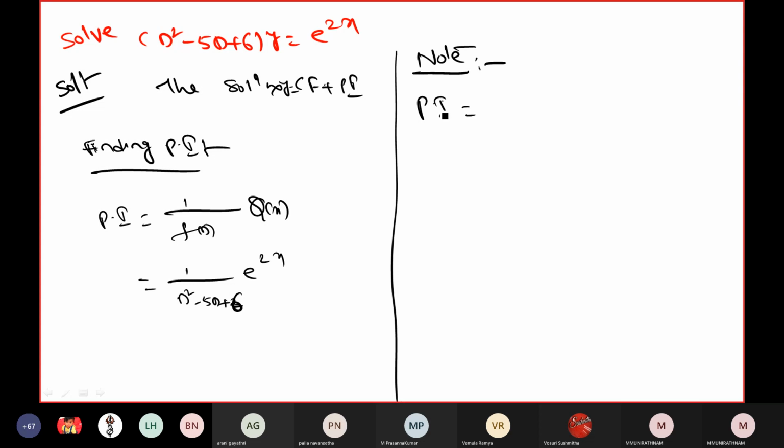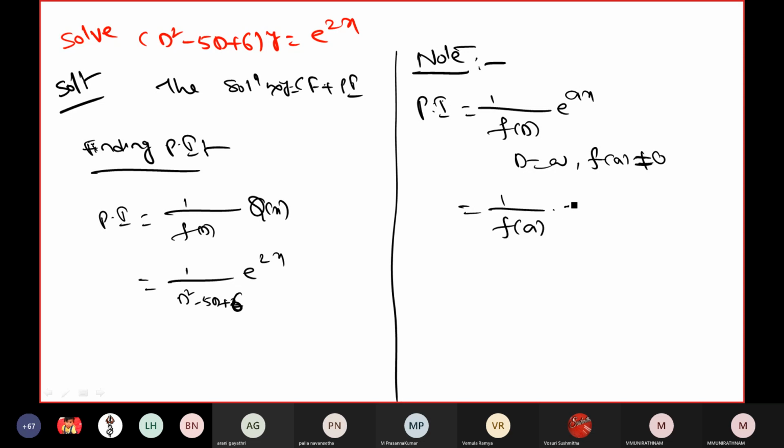So PI, what we have? PI is 1 by f of D into e power ax, right? So here you have to replace D by a. Then if f of a is non-zero, this will be 1 by f of a into e power ax. That will be PI.